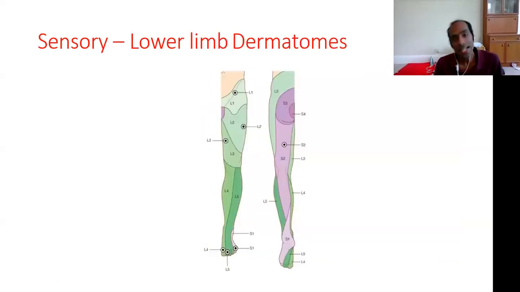Then sensory, you have to know the sensory dermatomes. Like the myotomes, the dermatomes are also very, very important to know.